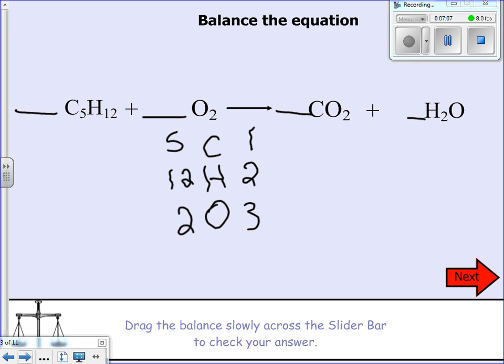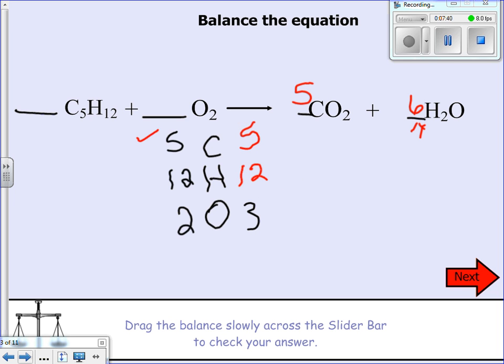Right. So I'm just going to start with carbon. I have 5 on the left and 1 on the right. So I'm going to plug in a 5 in front of CO2, so that would change this now to a 5. And then hydrogen, I have 12 on the left and I have 2 on the right. So I have to put something in this blank that will give me a total of 12. So we would put a 6. 6 times 2 is 12. I put a 12 here.